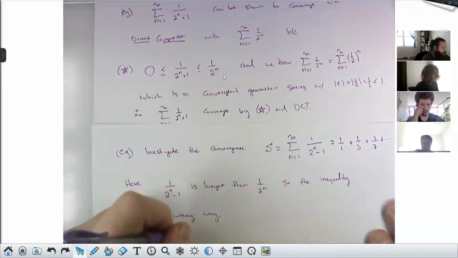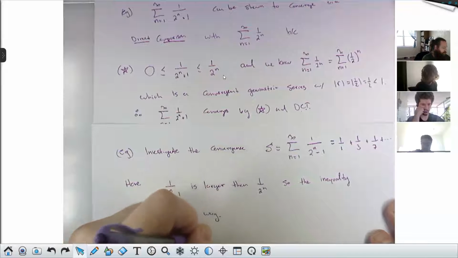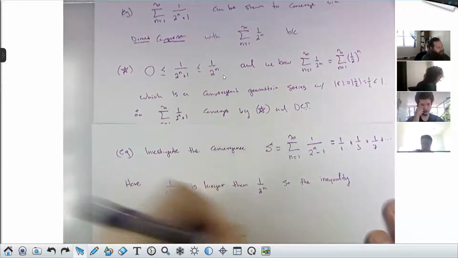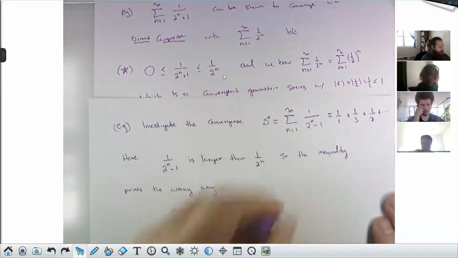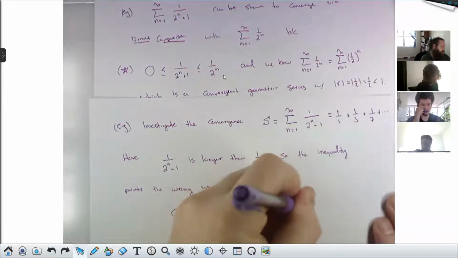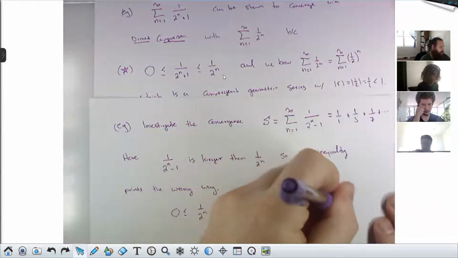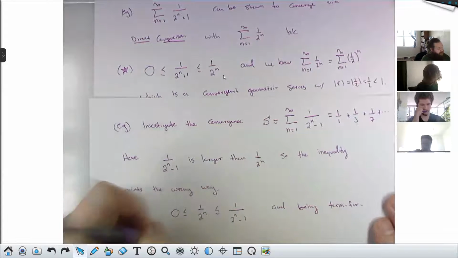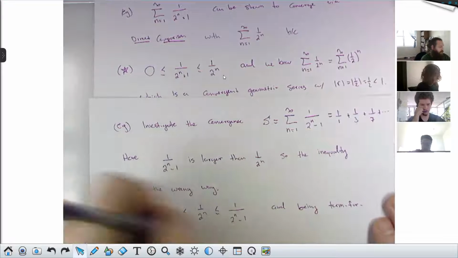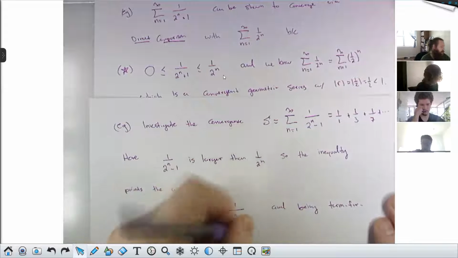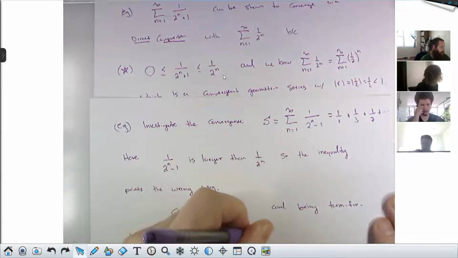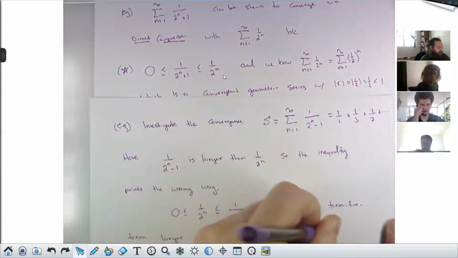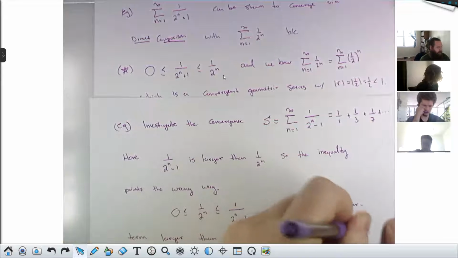The inequality here would look like 0 is less than 1 over 2 to the n is less than 1 over 2 to the n minus 1. And being term for term larger than a convergent series doesn't guarantee anything, doesn't tell us anything.